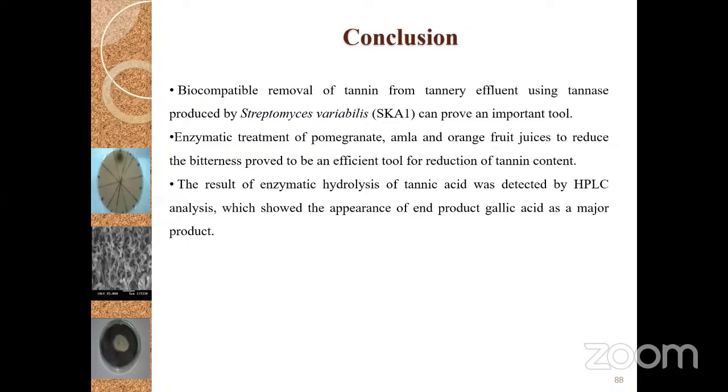tool. And enzymatic treatment of pomegranate, amla, and orange fruit juices to reduce the bitterness proved to be an efficient tool for reduction of their tannin content. The result of enzymatic hydrolysis of tannic acid was detected by HPLC analysis, which showed the appearance of gallic acid as a major product.